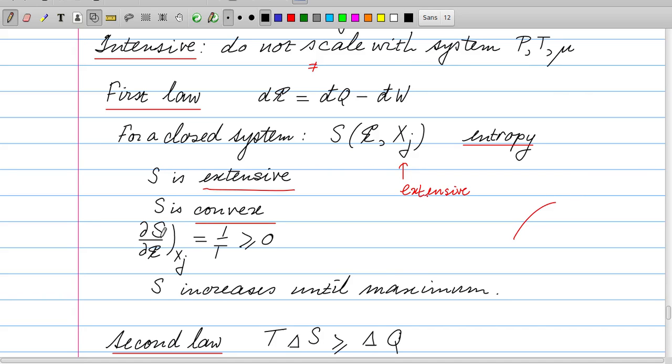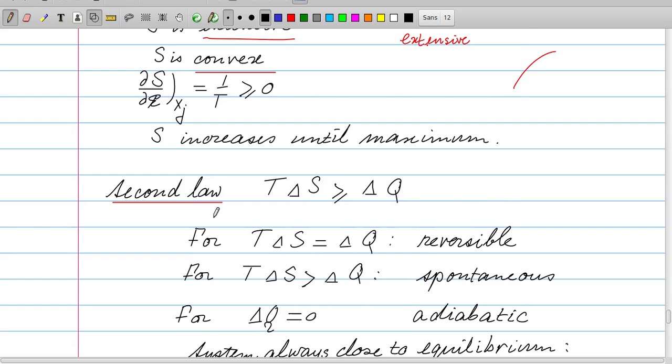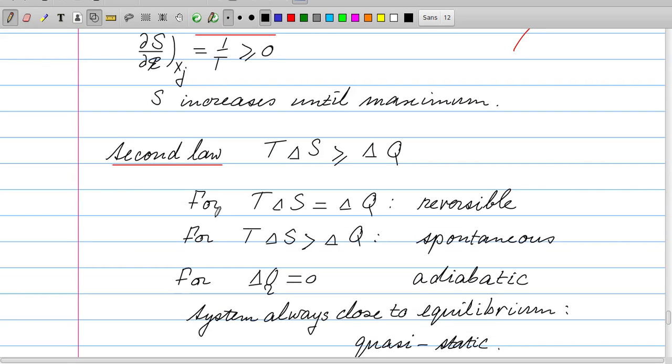And its derivative with respect to energy should always be positive, and we call that 1 over T, where T is a temperature. Furthermore, S has the tendency to increase, and it will increase until it reaches its maximum. For the S, we can formulate the second law of thermodynamics.